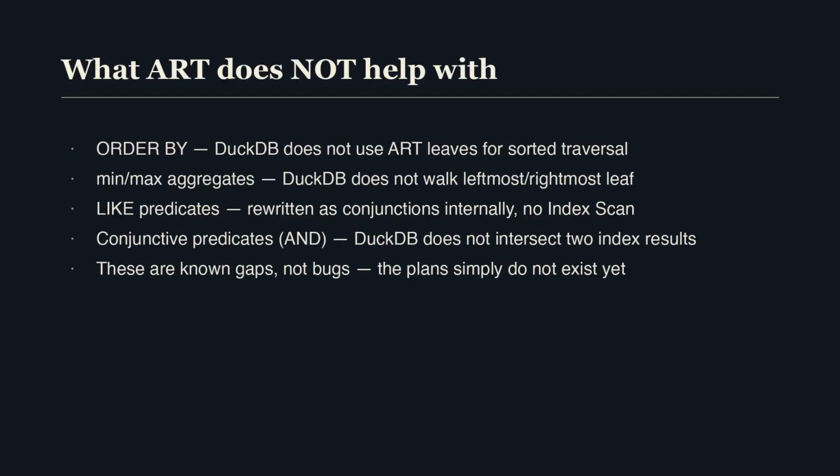Here's what ART indexes do not help with. DuckDB does not use ART leaves for sorted traversal when using ORDER BY. For minimum and maximum aggregates, DuckDB does not walk the leftmost or rightmost leaf. LIKE predicates are rewritten as conjunctions internally, so there is no index scan. For conjunctive predicates, DuckDB does not intersect two index results. These are known gaps, not bugs, and the plans simply do not exist yet.